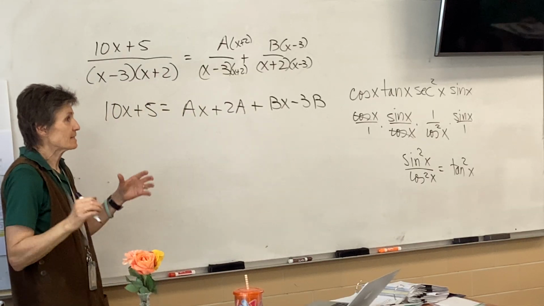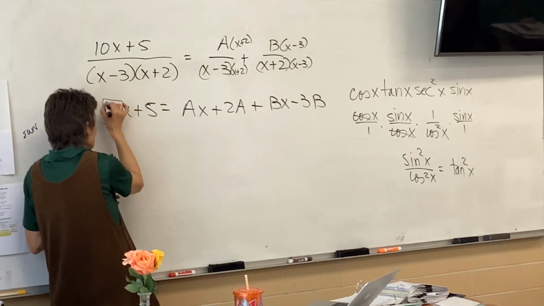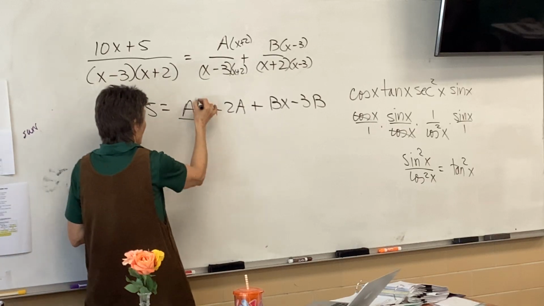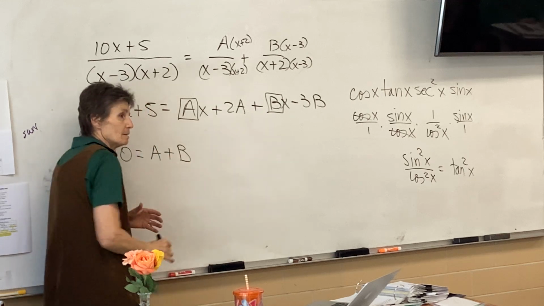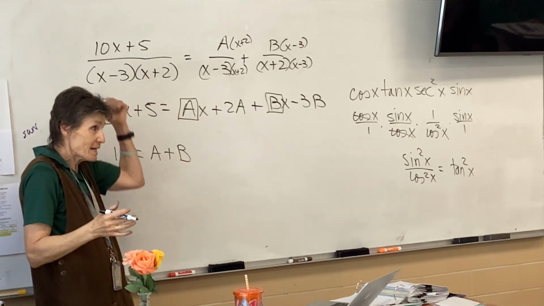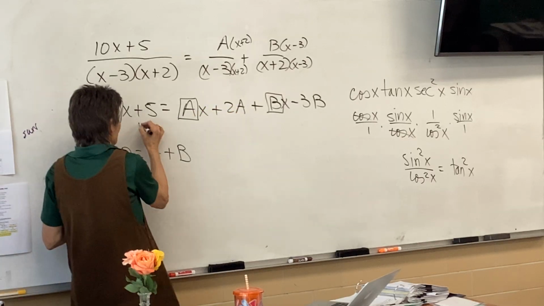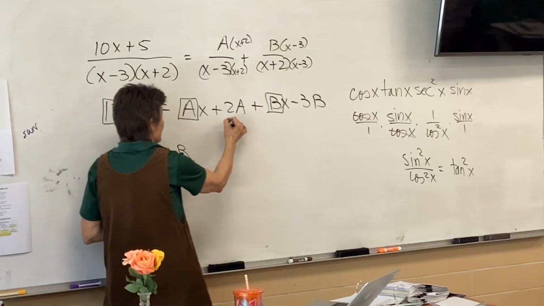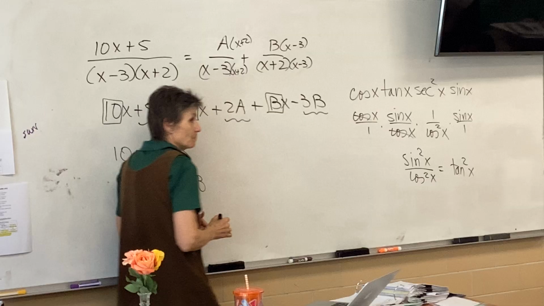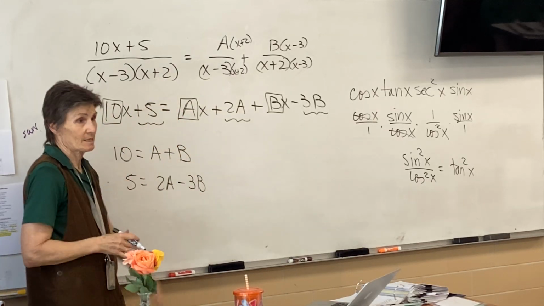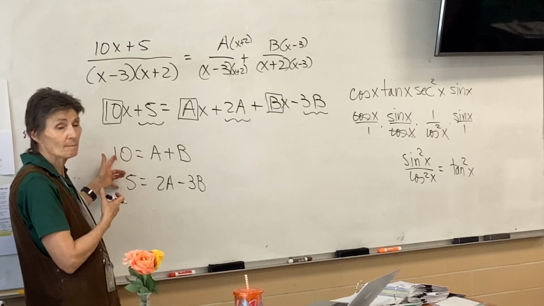Since this is an equation, I know that 10 has to equal A plus B. However many x's you have on this side have to match the x's on that side. And then 5 has to equal 2A minus 3B. Those are the terms that don't have x's. So now you solve the system however you want.